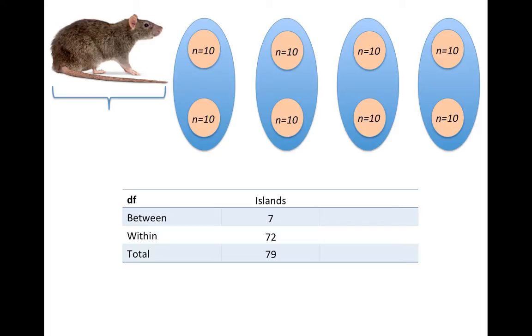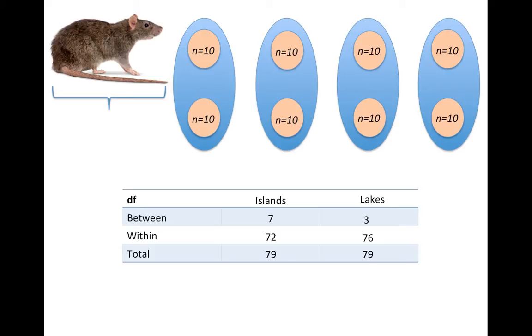We could also look at the question if tail lengths are the same between lakes. Again, the total degrees of freedom is 79. And we only have 4 lakes, so between the lakes, the degrees of freedom is 3. And the degrees of freedom have to sum up, so the within component here has 76 degrees of freedom.